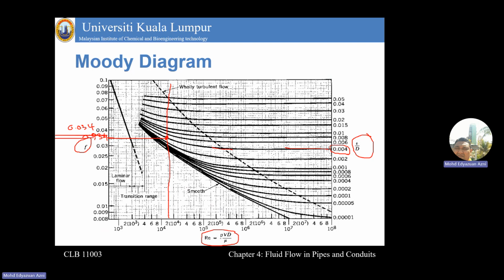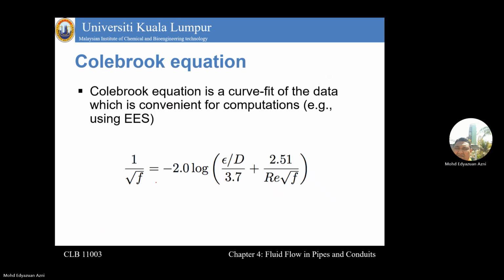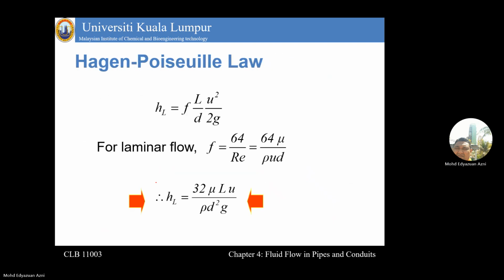So for the Moody diagram, first we determine the Reynolds number, and then we know the relative roughness, and then after these two are put together, we have the intersection point, and then just make a line to the left. So that is Darcy-Weisbach, which is for turbulent flow.